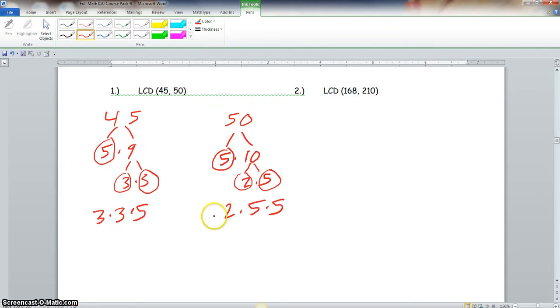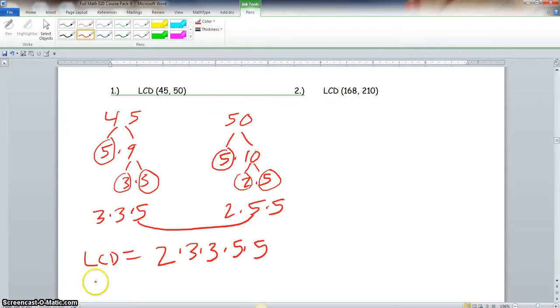So now this is what we do. We always start with the smaller number. We have nothing that matches up with 2, so we'll write down 2. We have nothing that matches up with 3. Now when we're talking about matching up, we mean from one number to the other. So we'll bring down our two 3's. We do have one 5 that matches up, so we'll write that once, and then we'll bring down the other 5. Now, this is our LCD. Now we multiply this out. 2 times 3 is 6, times 3 is 18, times 5 is 90, times 5 is 450. So your LCD here is 450.